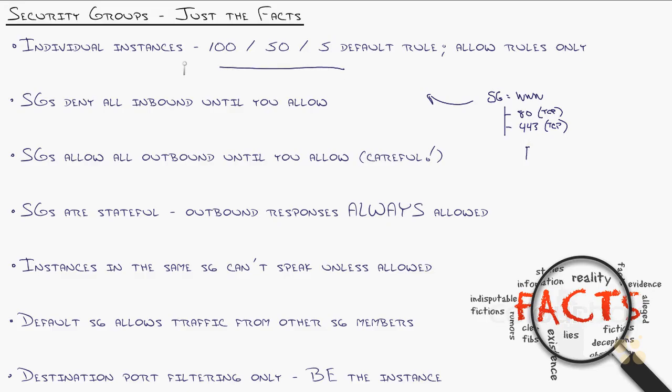100, 50, 5 default rule. What does that mean? It means you can have 100 security groups per VPC. You can have up to 50 lines in each one of those security groups. I'll just put lines right there. And every instance, so if you have a server right there, you can apply up to 5 security groups to that instance.